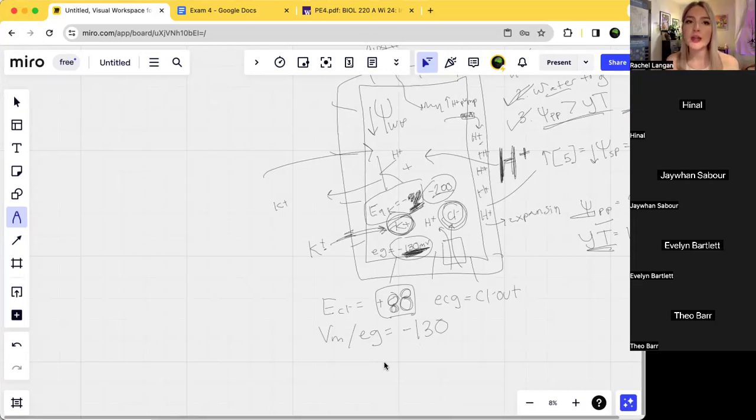But on a test, don't say chloride wants to be at positive 80. You would say the driving force on chloride is outward, because the electrochemical gradient is outward.